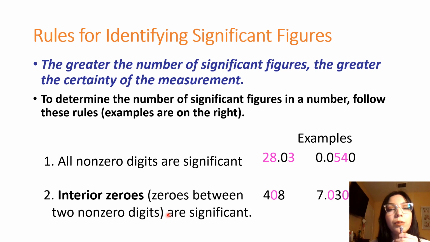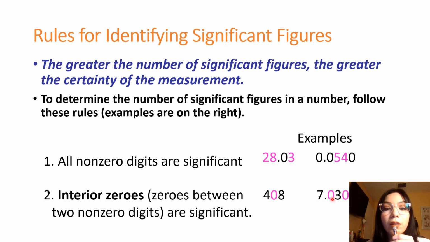Interior zeros are between two non-zeros. So here you have a 4 and an 8, and between them you have a 0. So it's a 408, right? That 0 is significant. Here you have 7.030, and there's actually another number right after that last 0, but you can't see it because the camera's in the way.